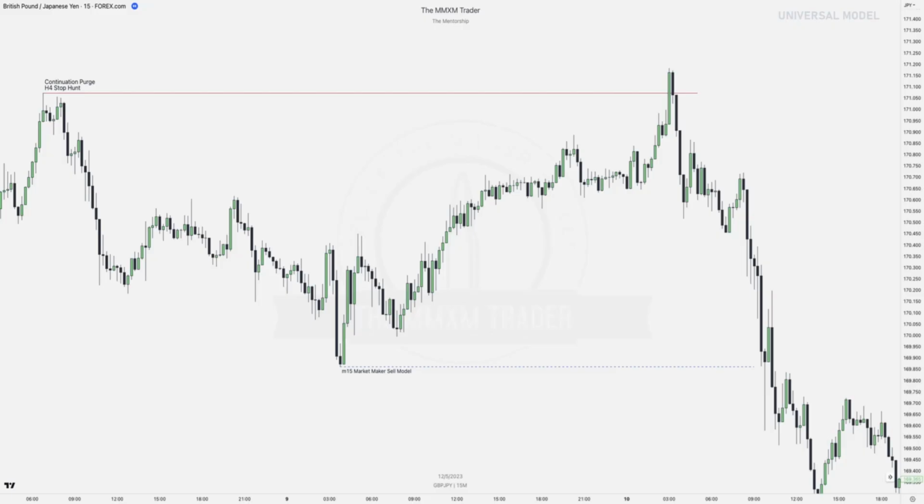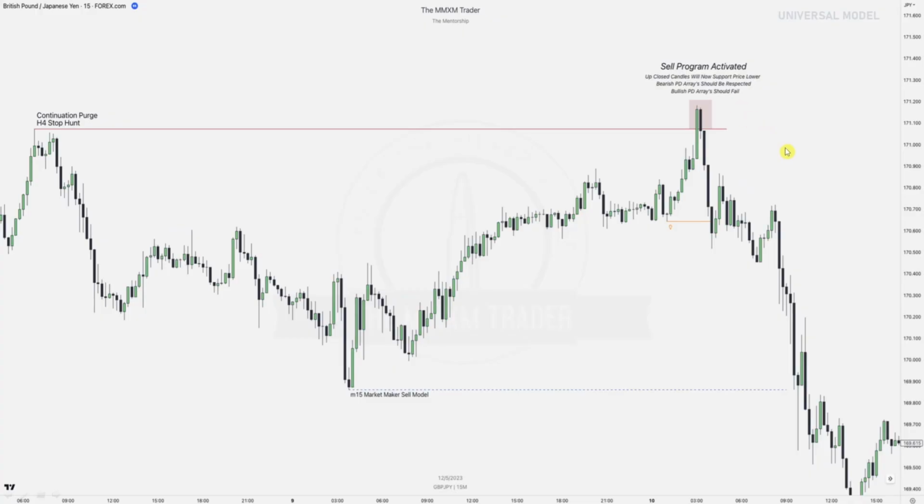So we got that 15-minute time frame over here. So now we're on that short-term perspective, right? We had that long-term draw on liquidity. We had that 4-hour being in line with our bias from the long-term. And now we wait for that purge on the 4-hour, which happened over here, right? As soon as this gets stop hunted, what do we get? We get a sell program activated, right?